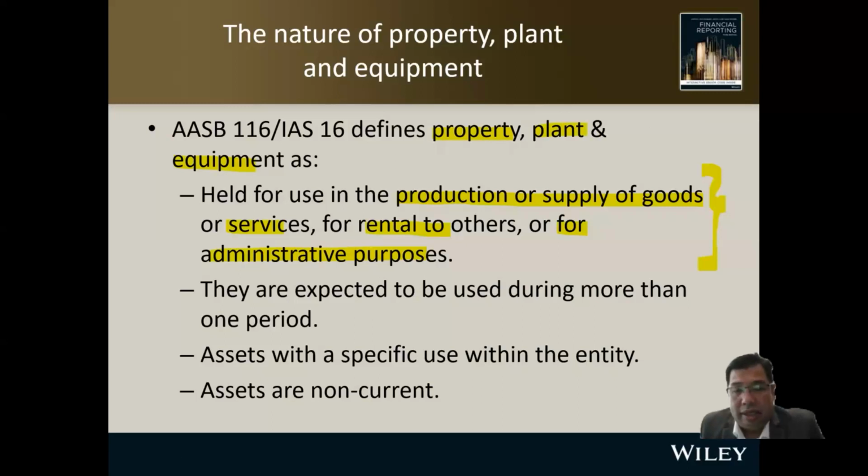And these assets are expected to be used for more than one accounting period, more than 1 year. So the useful life is more than 1 year and is with a specific use within the entity. For example, the machine is used to manufacture certain product, okay? Or the building is used for office or factory. And the nature of this asset is non-current. So this is the easiest description about property, plant and equipment.